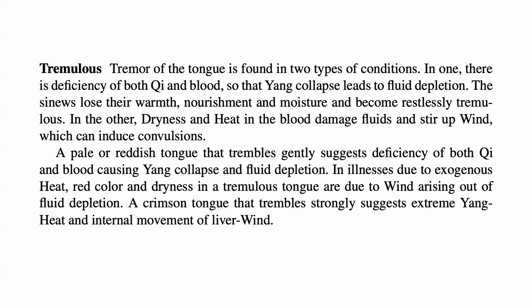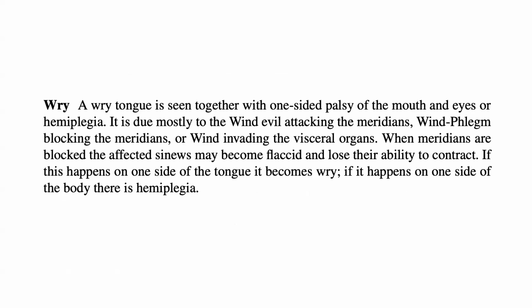A pale or reddish tongue that trembles gently suggests deficiency of both qi and blood, causing yang collapse and fluid depletion. In illnesses due to exogenous heat, red color and dryness in a tremulous tongue are due to wind arising out of fluid depletion. A crimson tongue that trembles strongly suggests extreme yang heat and internal movement of liver wind.